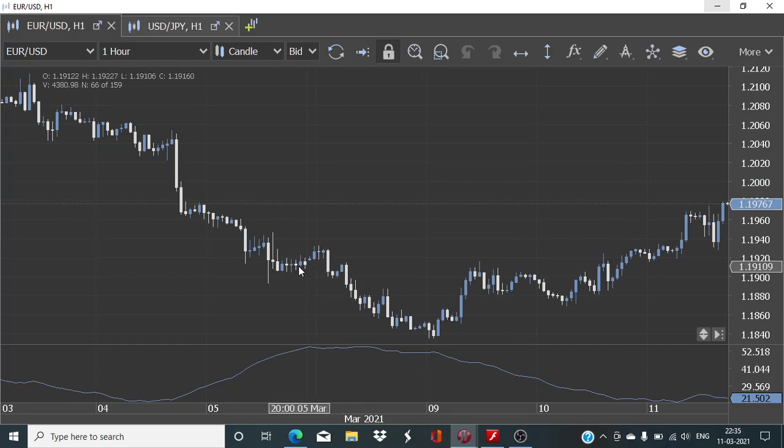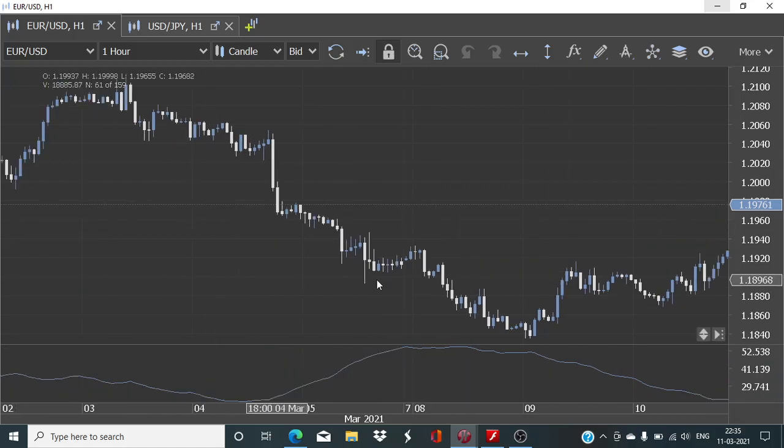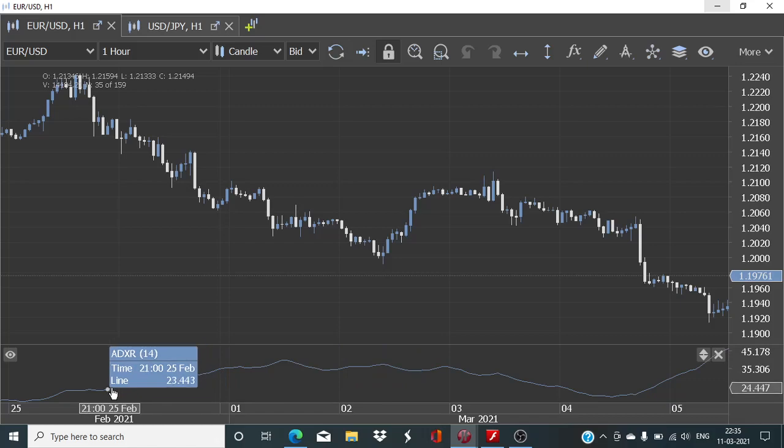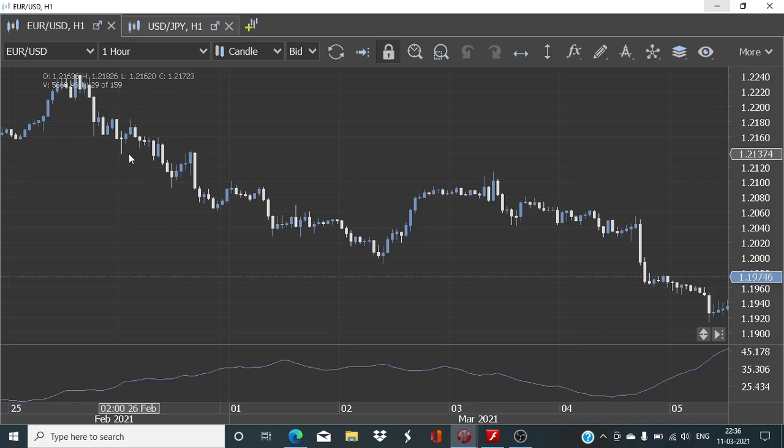So I will have to search if I can get any. I think this time around the ADXR value is pretty high, so that might not be the case. So you will have to go back in time somewhere here. But I'm not really seeing any time where the requirement has been fulfilled.